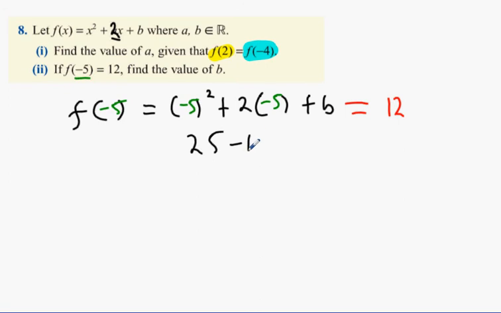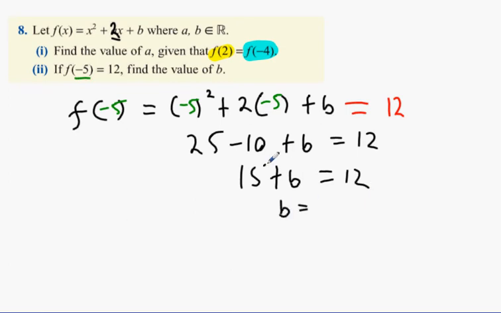25 minus 10 plus B equals 12. 15 plus B equals 12. What does B have to be? On its own, or minus 3. Yeah, it's okay. Bring it over to your side. B is minus 3.